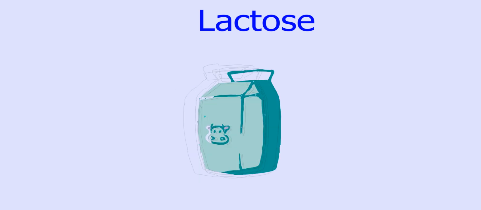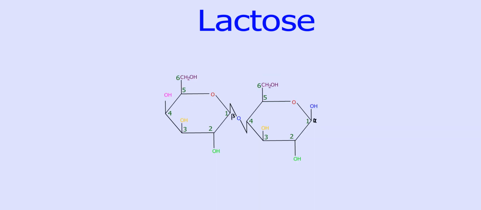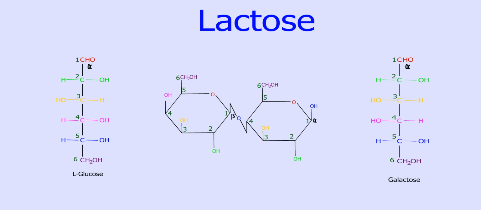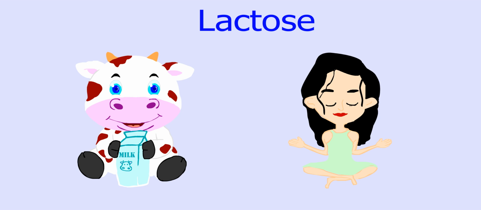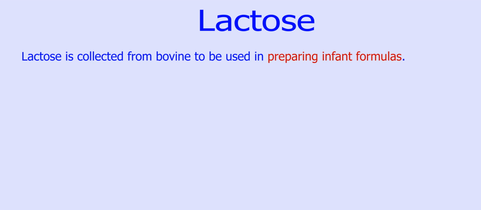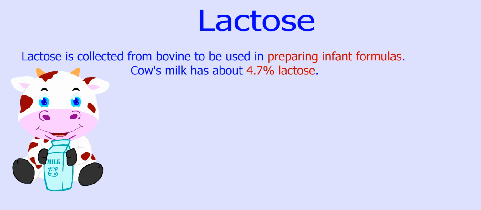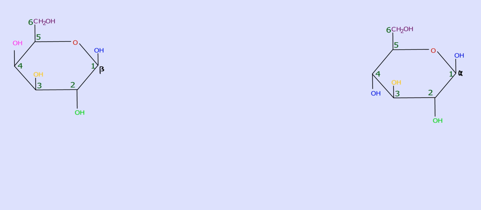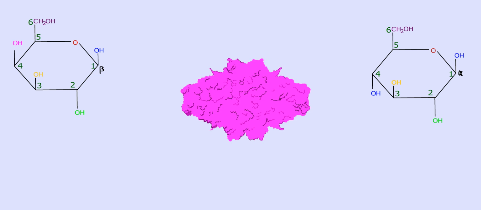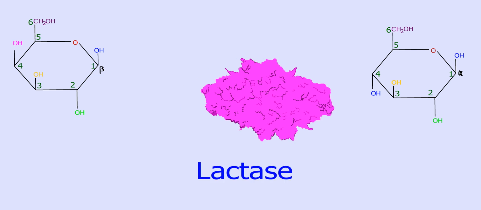Lactose. Lactose, or milk sugar, is formed by the combination of glucose and galactose. Lactose is produced naturally and is present in the milk of mammals, including humans. It is collected from bovine to be used in preparing infant formulas. A cow's milk, in particular, has about 4.7% lactose. Lactose is digested or broken down into its monosaccharide units through hydrolysis with the help of the enzyme lactase.